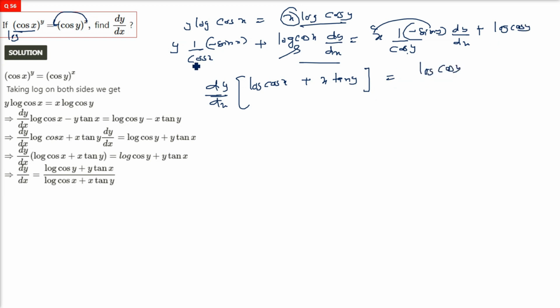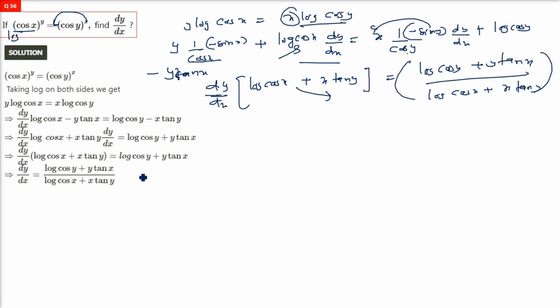Now this will go on the right. Again sin by cos is tan, so y tan x is on the right. So it will be plus y tan x. Now whatever is in the left, just bring it in the denominator. So it will be log cos x plus x tan y. Alright, this is the answer.